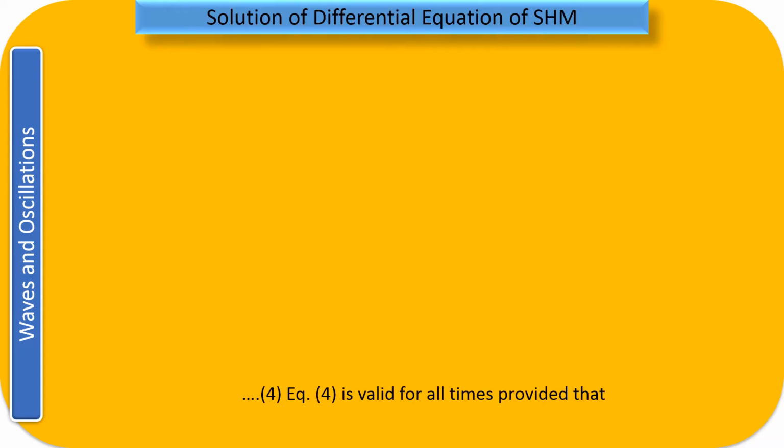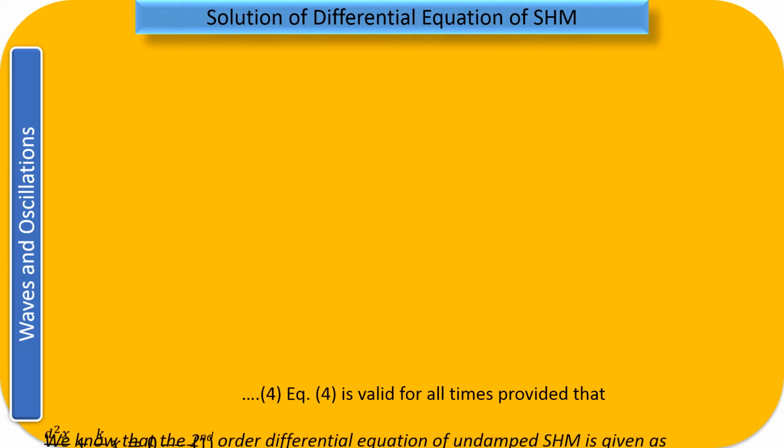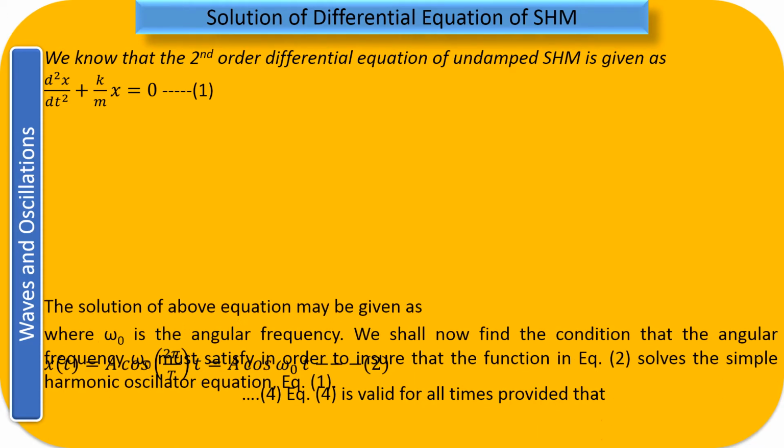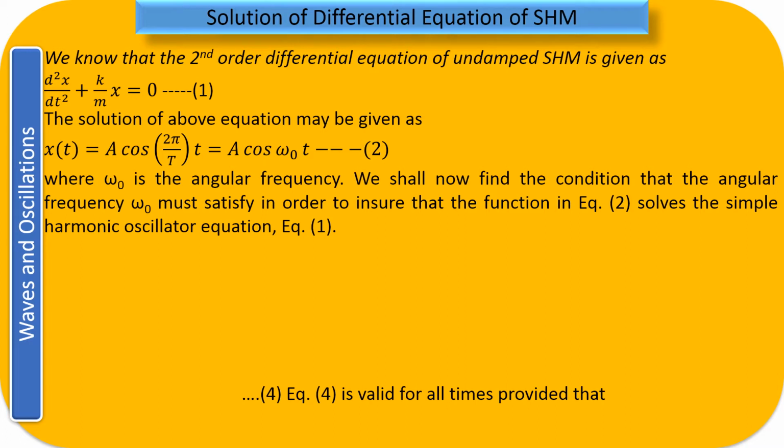Now we are going to see the solution of the differential equation of SHM that we have already derived. What we have seen in the previous class is that the second order differential equation for a spring system with an oscillating mass is given by d square x upon dt square plus k by m into x is equal to 0. This is the differential equation that we derived using Hooke's law and Newton's second law of motion. So the solution of the above equation can be given as x(t).